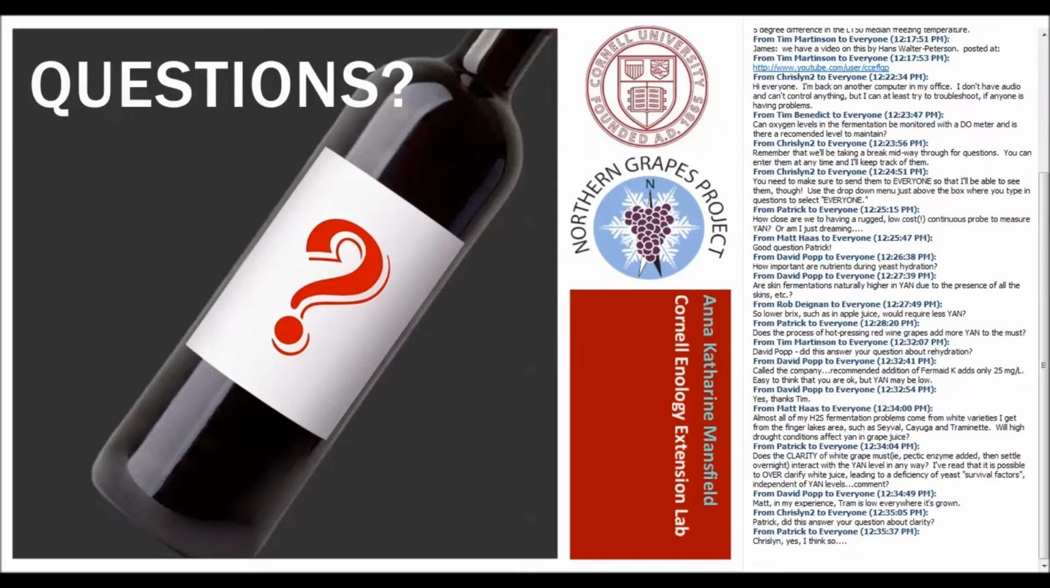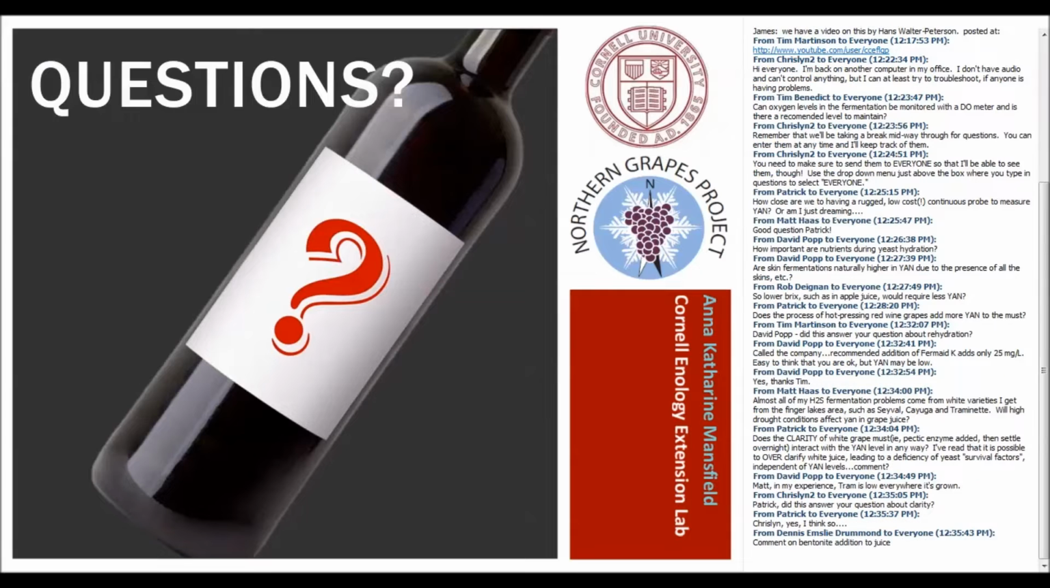So the first question is, can oxygen levels in the fermentation be monitored with a dissolved oxygen meter, and is there a recommended level to maintain? You know what, Tim, I do not know the answer to that, but that is one that I will turn over to Gavin and Chris, because that is their area of research, and we will make sure that we get that information.